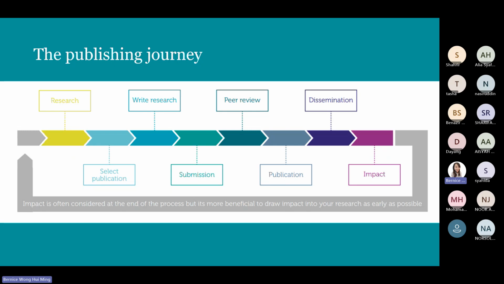So the publisher will start to disseminate your paper, and then you will see the impact felt by stakeholders after you publish the paper. The policymaker or some people think your paper is good for implementation, they can use your paper. So there is the impact felt in the societies here. So impact is often considered at the end of the process, but it's more beneficial to draw impact into your research as early as possible.